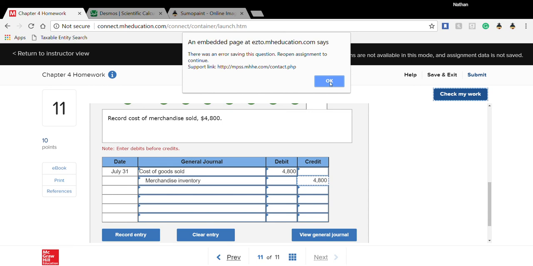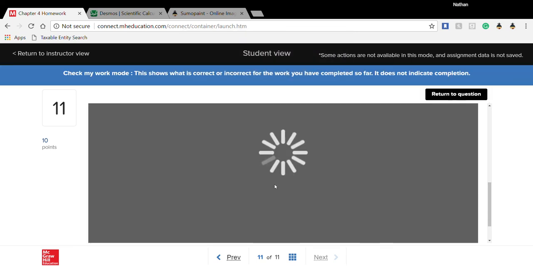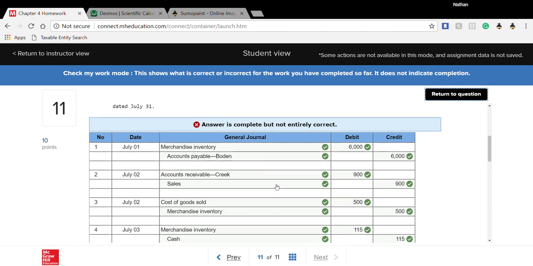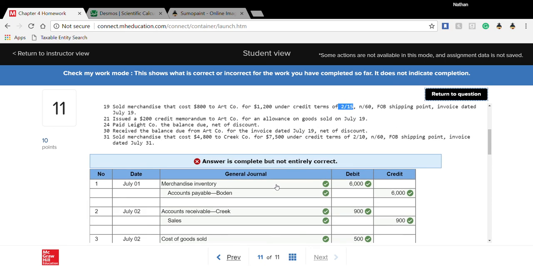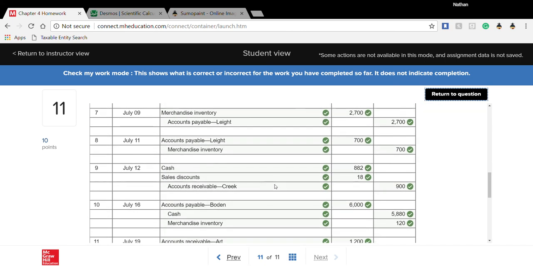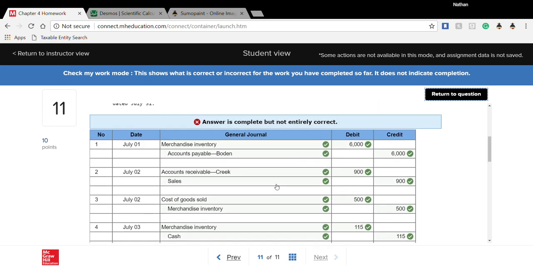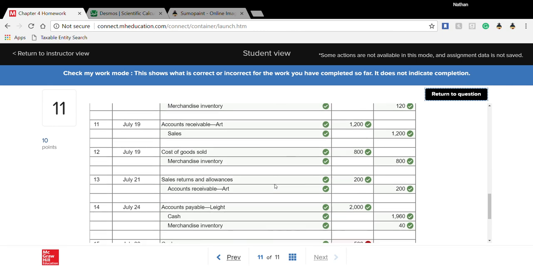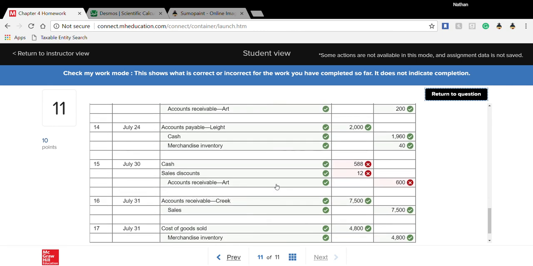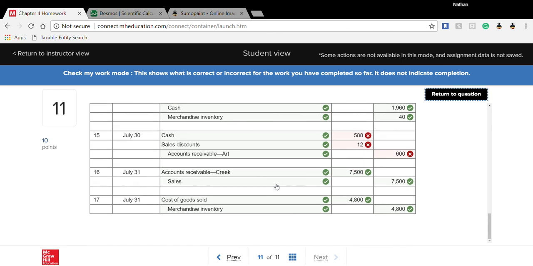Okay, they're popping me up with an error. Sometimes you just have to hit OK and it still goes. Alright, so we have an issue here. We have answers complete but not entirely correct. So that means I either put the answers in wrong or I did something up. Alright, so it looks like my mental math was a little off. So let's go check what's happened.